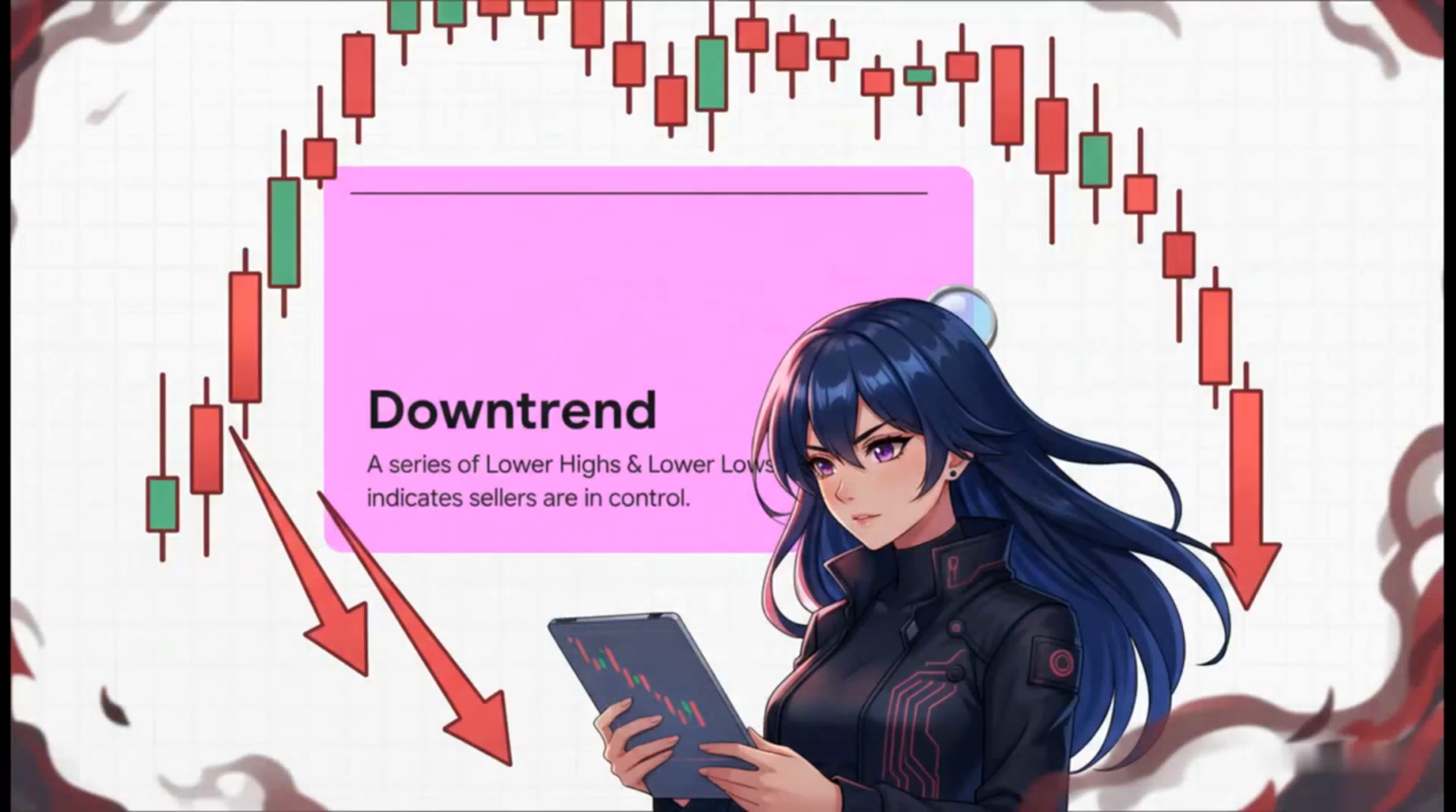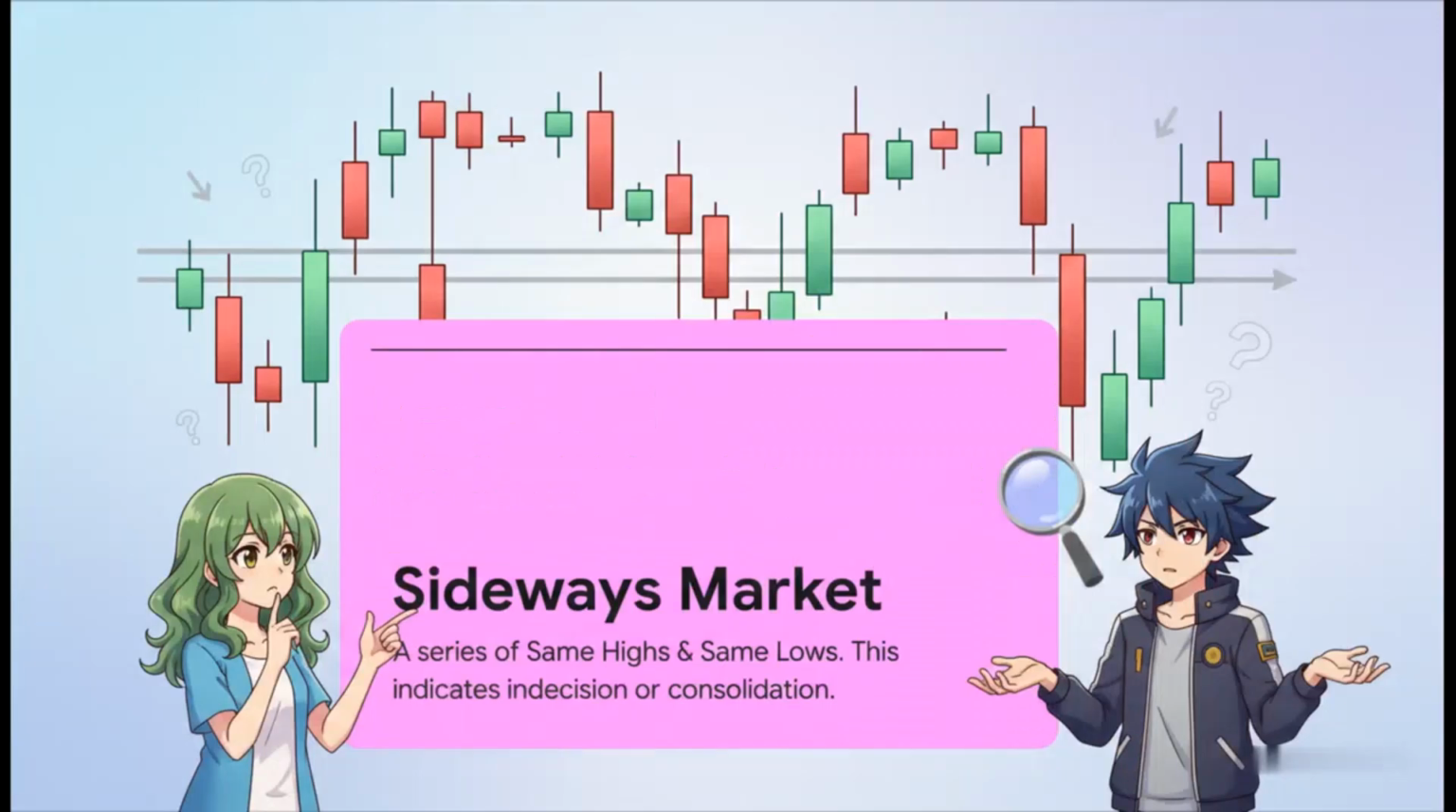A downtrend is just the opposite. You'll see the price making a series of lower peaks and lower valleys. It's like it's tumbling down the stairs. Here, red candles tend to dominate, and it's a clear signal that sellers are pushing the price down. And then finally, you've got a sideways market. This is when the price isn't really going up or down. It's just bouncing between a consistent high point and a consistent low point. Think of it like a tennis match. It's a mix of red and green candles, and it shows that neither buyers nor sellers are in control. It's a period of indecision.